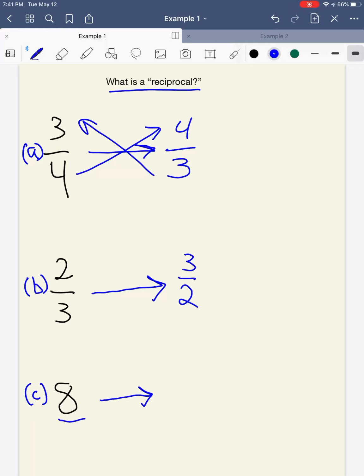You remember that 8 wholes can be written as a fraction? Oh yeah, that's right. So the reciprocal of 8 would be 1/8. Okay, so we're going to keep that idea in mind. Tuck it into the back of your head for a minute. We're going to come back to it very shortly.